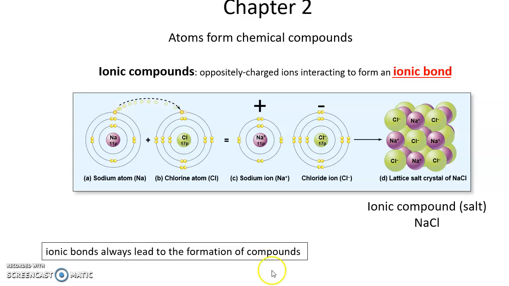And when you look at lots of sodium chloride together, you see that they form a lattice crystal structure, which is pretty cool looking. And they're able to dissolve in water because of the charged nature of their ions. And so that means an ionic bond always leads to the formation of compounds because you're going to have 2 different elements in order for one to lose electrons and the other to gain those electrons.